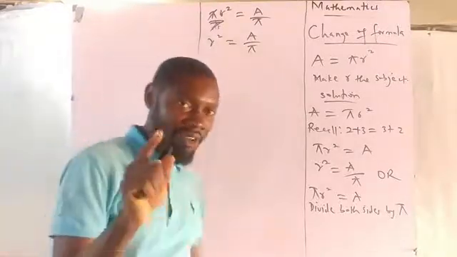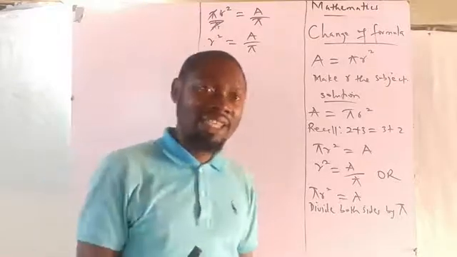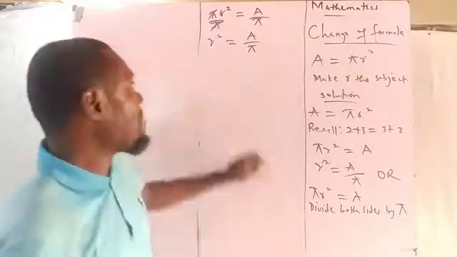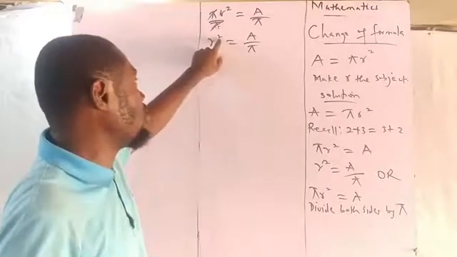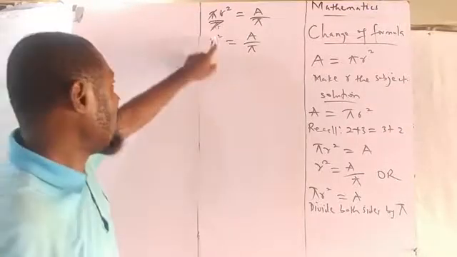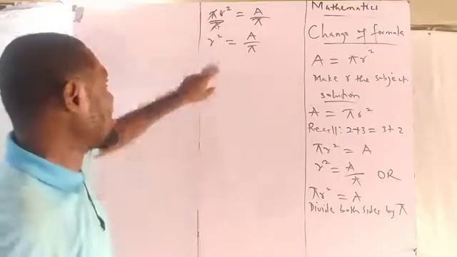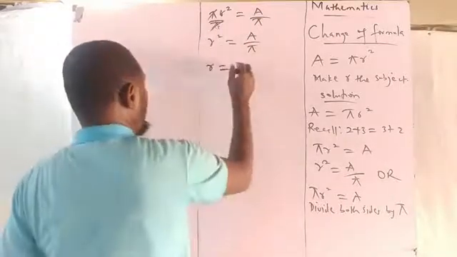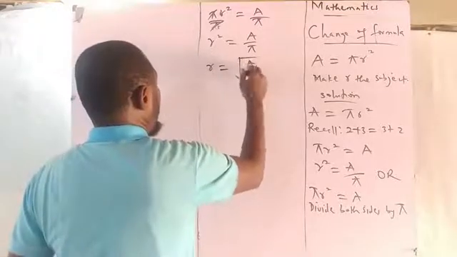You've been taught inverses of powers and inverses of roots in your previous classes. So we are going to apply now the inverse of power 2, which is square root. So if I'm taking this power 2 to the other part of the equation, it becomes r is equal to the square root of a all over pi.